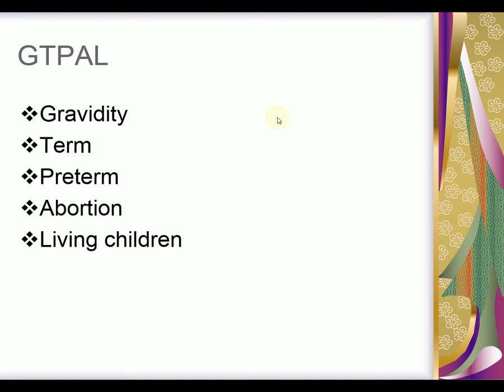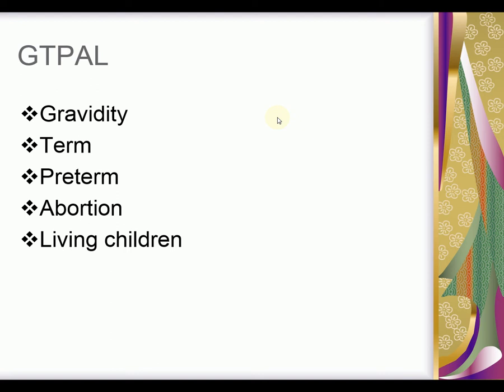So term, how many babies were born at more than 37 weeks? How many babies reached term? Preterm, between 20 and the 37 weeks. So 20 to 37 weeks you're preterm. Term is 38 to 42 weeks.